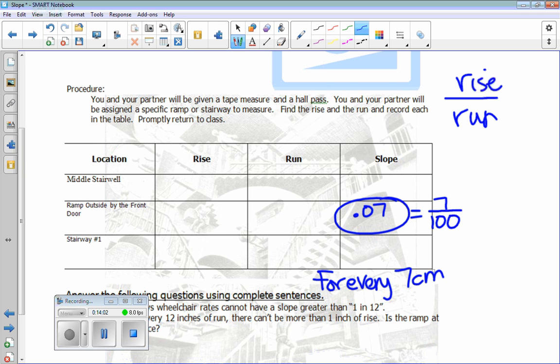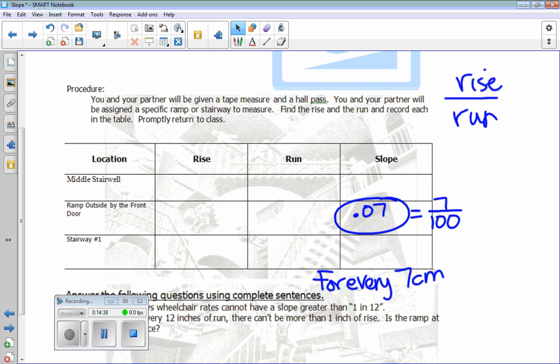All right. So your only homework tonight is to do 2 things. One, I want you to use your measurements for the middle stairwell and stairwell 1, and write a summary sentence. Which is steeper than the other? Are they the same height, or do they have the same incline, or is one actually steeper than the other? So for every 7 centimeters in rise, it's 100 centimeters in run.